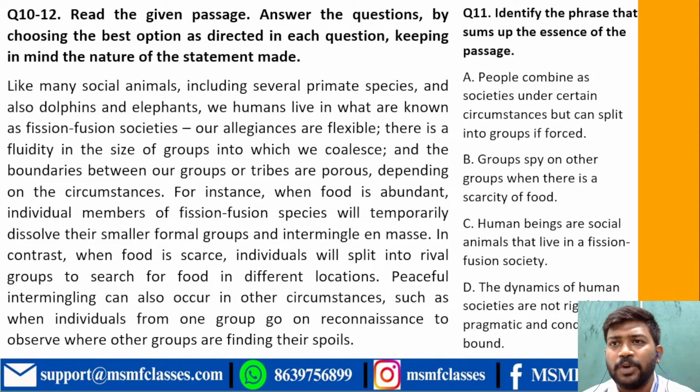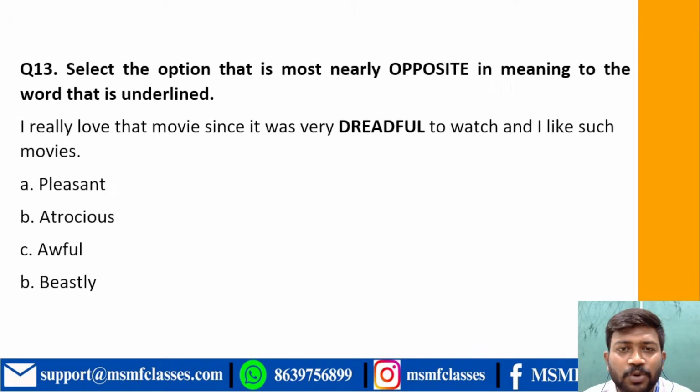Now we have one more: identify the phrase that sums up the essence of the passage. For this also you have to read the paragraph. We read and get the answer. That's it. Later you can comment the answer also by reading the paragraph. So in total we have three questions and we have come to the fourth one: select the option that is most nearly opposite in meaning to the word underlined.